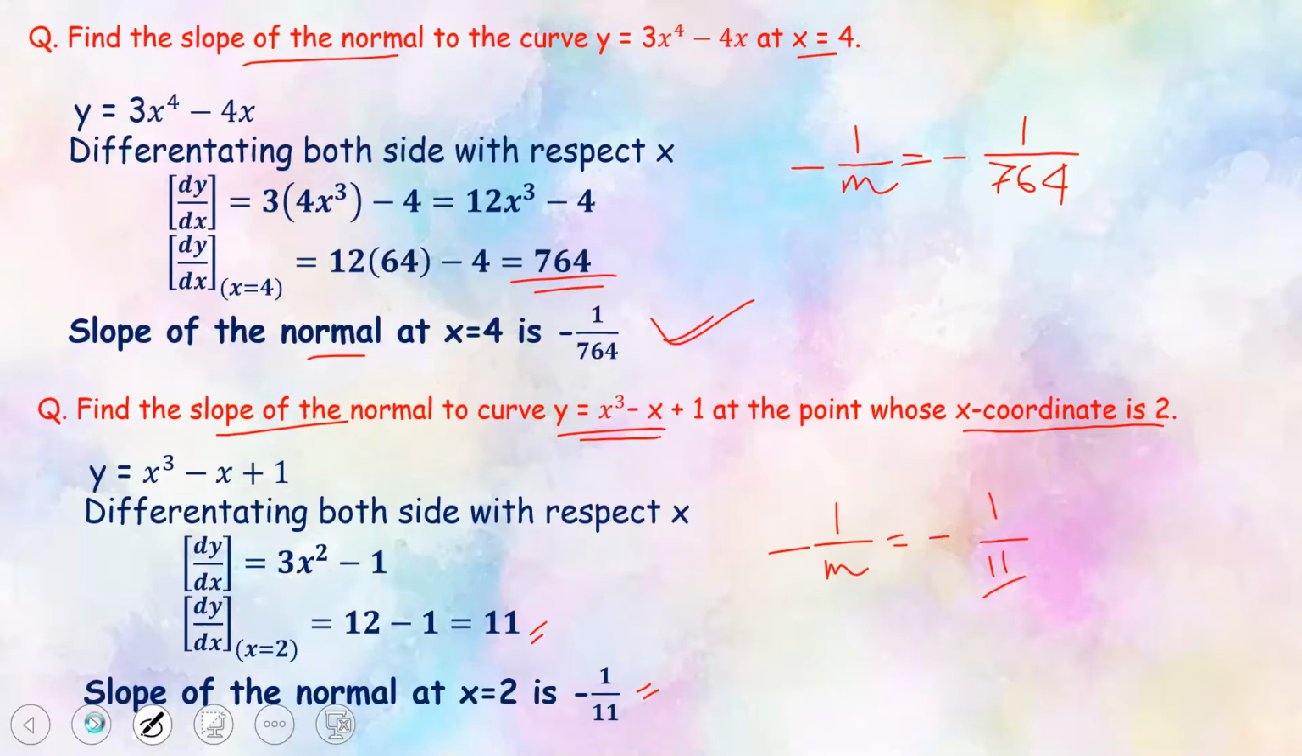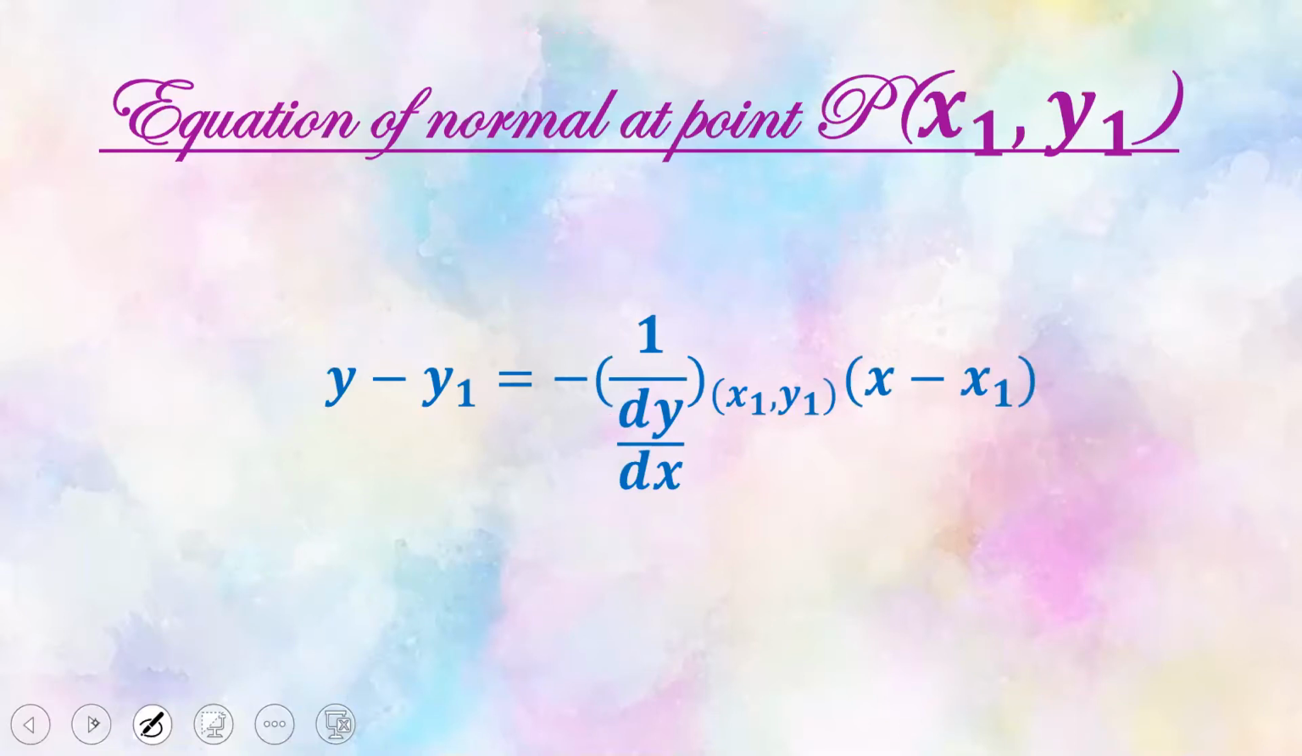So let's find the equation of the normal. The equation of the normal is given by, again, the same slope and point formula, that is y minus y1 is equal to m into x minus x1. Here I am taking the slope of the normal as m1 and it is given by minus 1 upon m at the point (x1, y1).